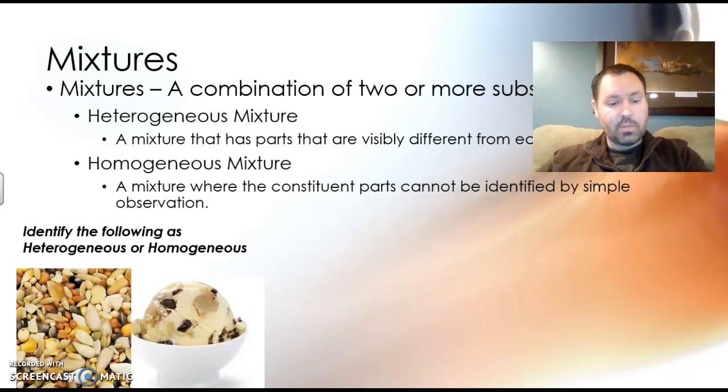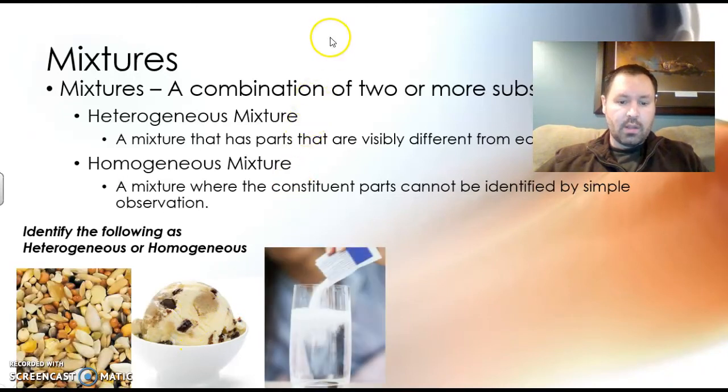Yeah, it's heterogeneous because you can see the different parts. You can see here that we've got some cookie dough parts and some chocolate parts right there. Let's keep going.